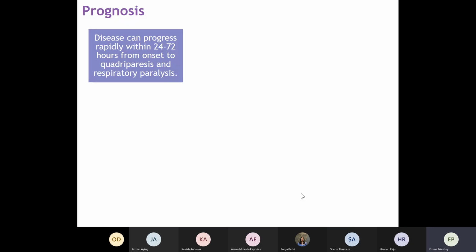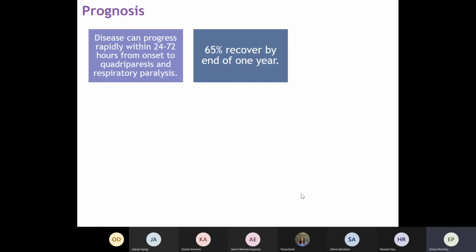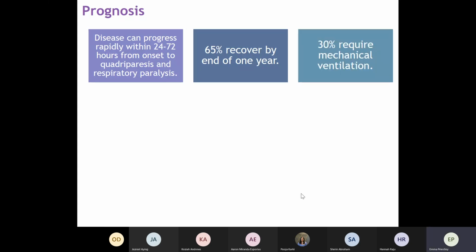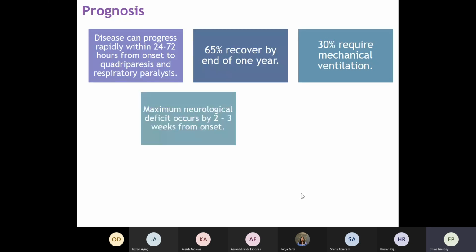So from the point of view of progression, once they're in their weakest phase, the progression can be quite fast. From developing the weakness to it then moving up the body can actually be quite fast. 65% have fully recovered after a year. So it's a long recovery in some respects, but considering our brain injury patients can take up to 2 years to recover, it's actually not bad. 30% of Guillain-Barre patients require mechanical ventilation, and the others will be managed on the ward. They don't all require mechanical ventilation.